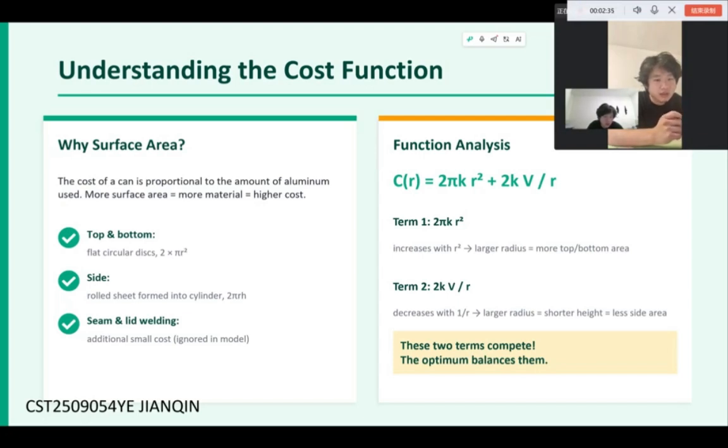These two terms work against each other. They compete with each other. A small radius makes the can tall and increases the side cost, while a larger radius increases the top and bottom cost. Therefore, there is an optimal radius where the total cost is minimized. So in the next part, we will use differentiation to find the optimal value.